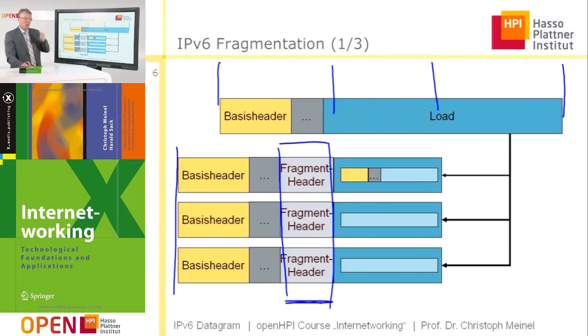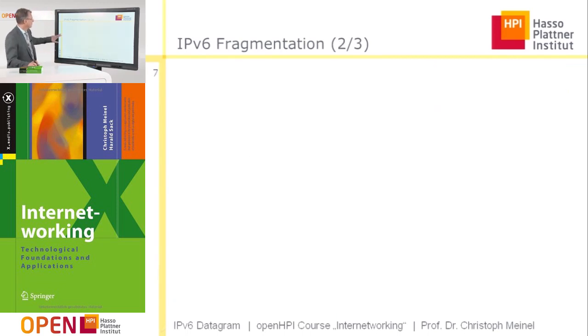In this way, we can very clearly see that such a concept of course needs more administrational data than the original part. In the original part, we have this amount of administrational data compared to the load. In the fragmentation case, the ratio between administration data and load is much worse. But what should we do when the original data packet cannot be transported through a network?